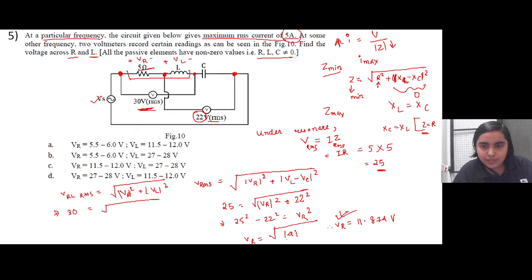And we already have VR square as 141, right? So 141 plus VL square equals 900. We just take a square of both sides, minus 141. So VL is the square root of 900 minus 141, which is 27.54 volt. So the correct option is VR is 11.87. So it lies between this range, and VL is 27.54. So it lies between this range. So the correct option is option C.